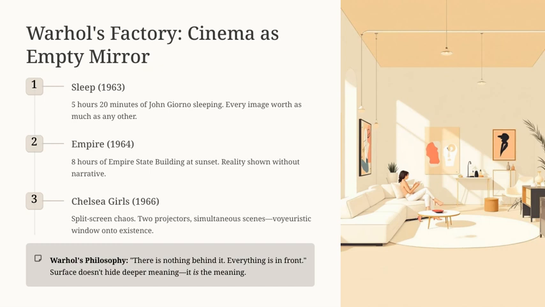And Chelsea Girls from 1966 uses split-screen chaos, 2 projectors running different scenes side by side, creating a voyeuristic window into people's lives.